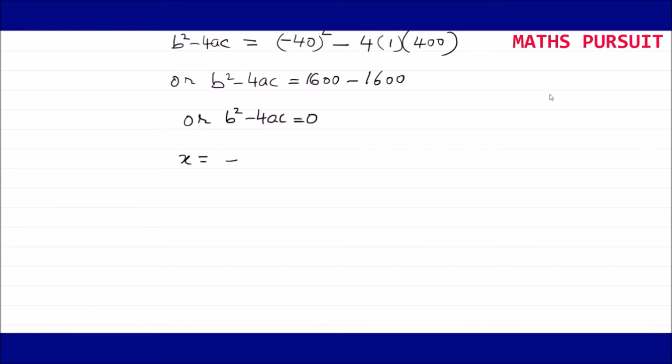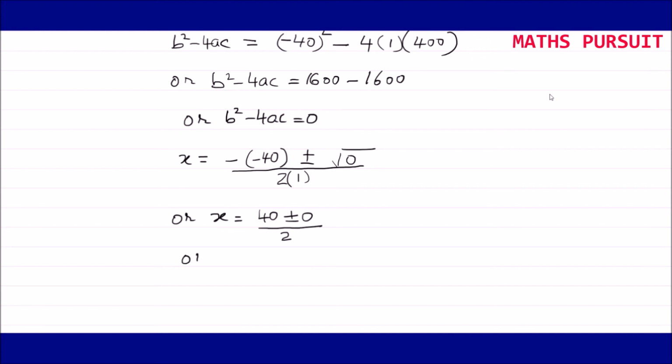x is equal to minus b. So the b value we got is minus 40, so here I can take minus b, so minus into minus 40, plus or minus root of 0, because b square minus 4ac is 0, upon 2a. The value of a is 1. Or I can write x is equal to minus into minus, it became plus 40, plus or minus 0, because root of 0 is 0, upon 2. So this equation guys, x is equal to 40 plus or minus 0 upon 2.